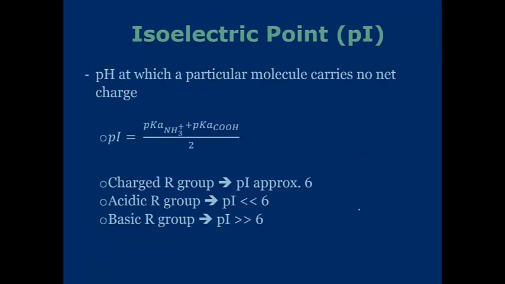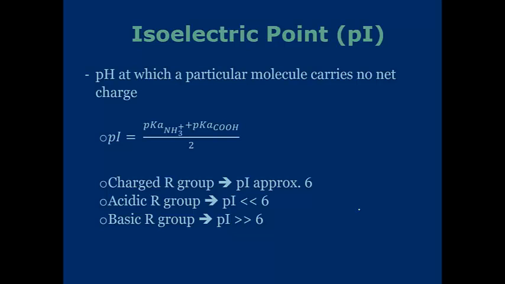We mentioned pI, and pI is listed as the pH at which a particular molecule will carry no net charge, and the equation is listed below. It's simply the pKa at which you're going to see ammonium positive versus the pKa of the carboxylic acid being protonated, divided by 2, because it's an average.